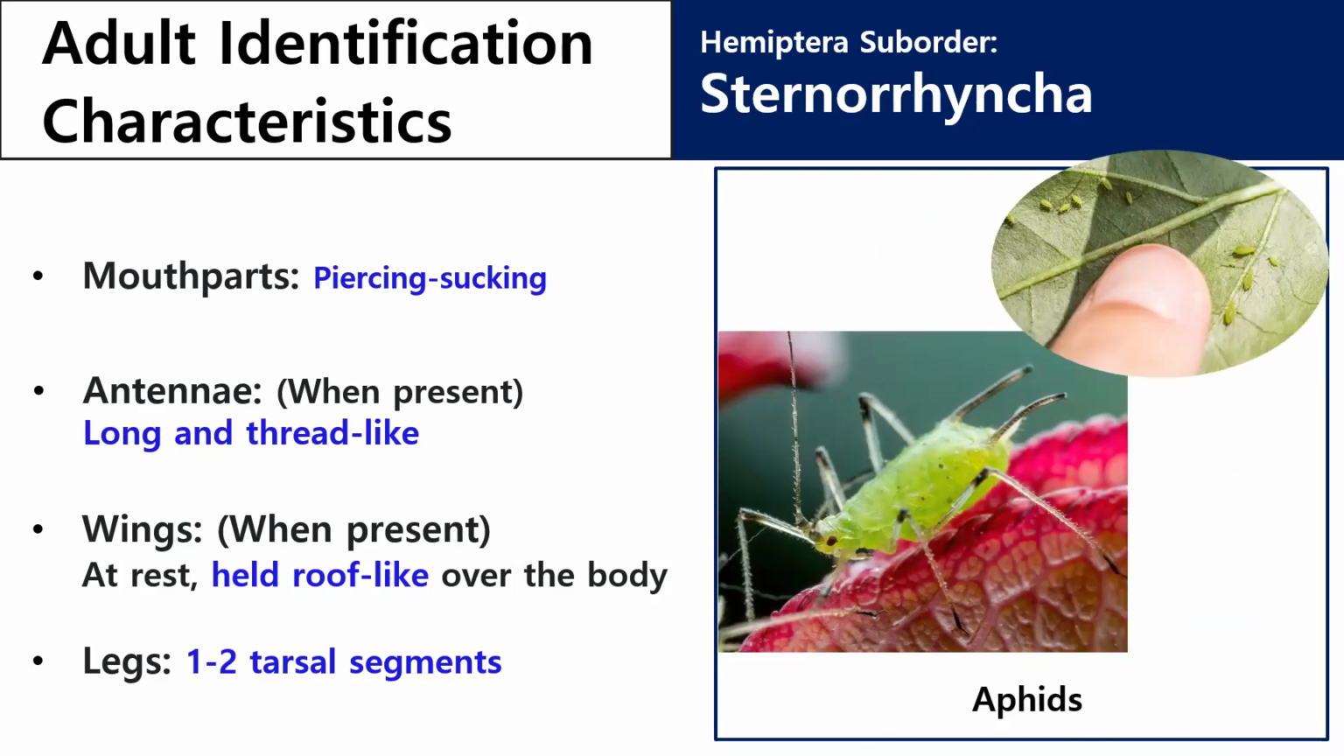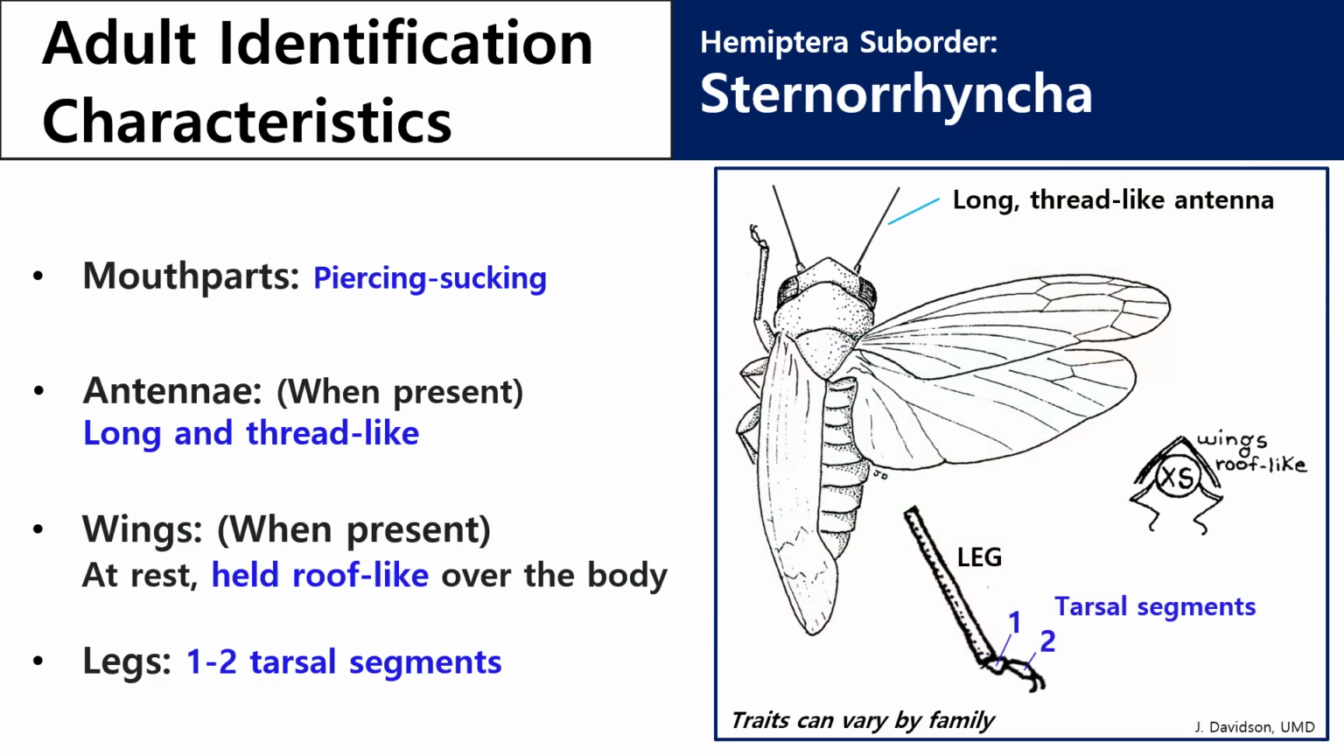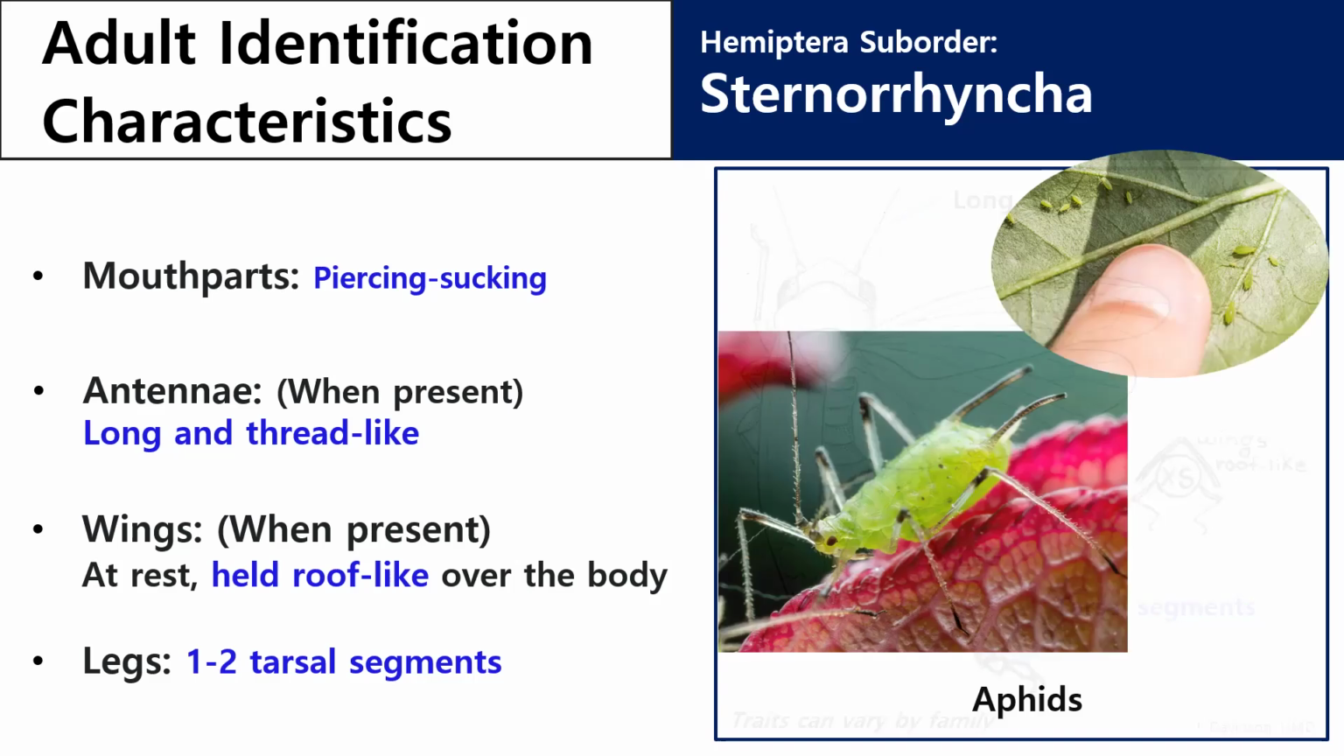Here are some examples. Now, I will say with our Sternorrhynchans, there is a vast diversity in morphology, form, and function. So these traits can vary quite a bit by family, and we'll see in some of our examples. The first being our Sternorrhynchans of aphids, typically very small. So we can see on our top right a finger for comparison. We can see those long thread-like antennae.